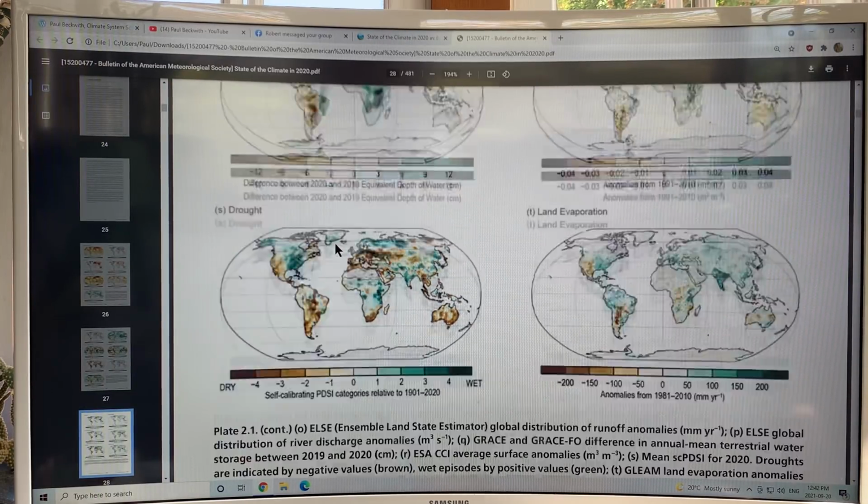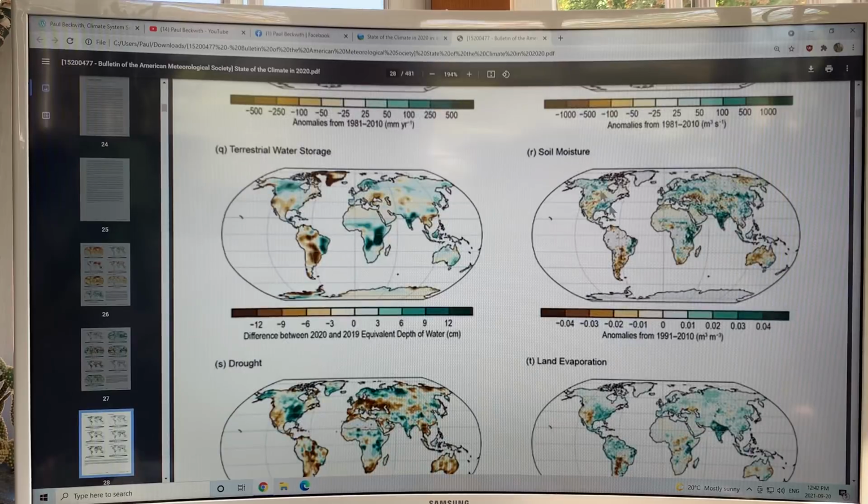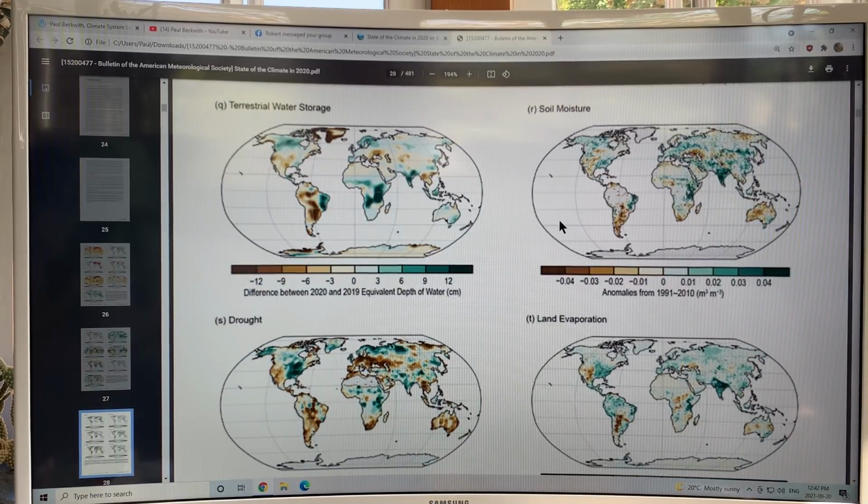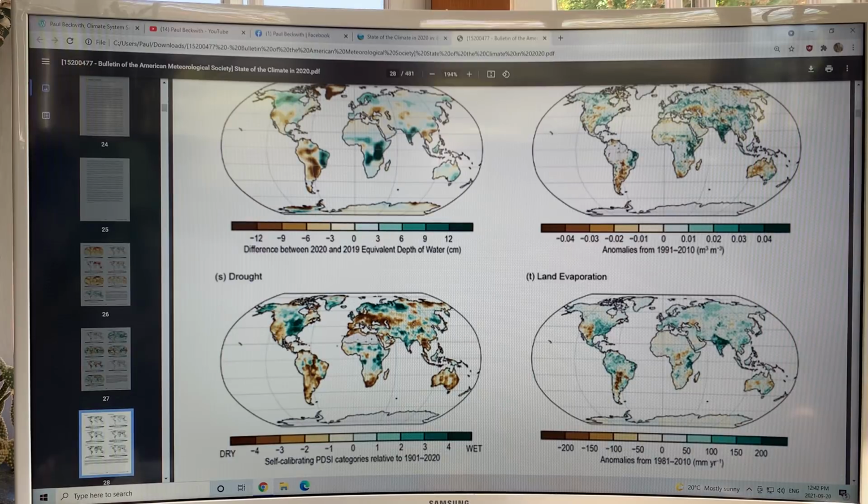Droughts, they match, of course, to the soil moisture. Where there's droughts, the soil is going to dry out. So you can see where the huge droughts are, coinciding in Europe with the heat waves, Australia. Remember reading about South Africa, Cape Town almost running out of water, South America and the southwest U.S.